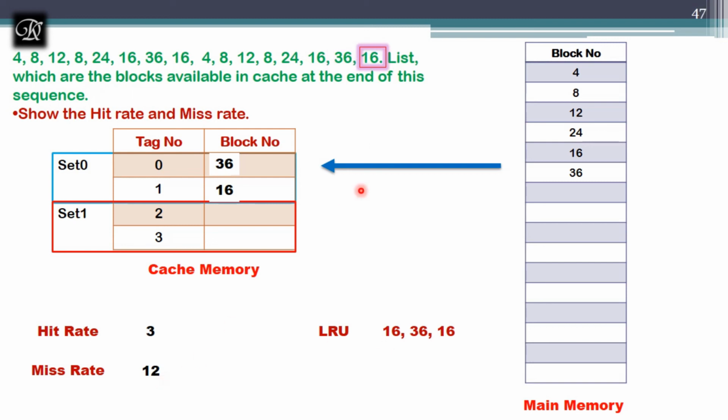Now the last call is for 16. 16 is already there in the cache. No need to replace. Here we just have to perform the task of increasing the hit rate. Now we can see that with the help of set associative mapping, how many comparisons was I doing? Only 2 comparators are required, 0 and 1.